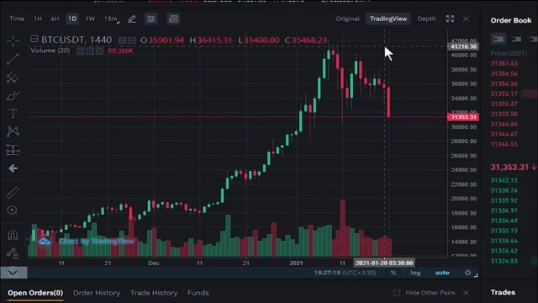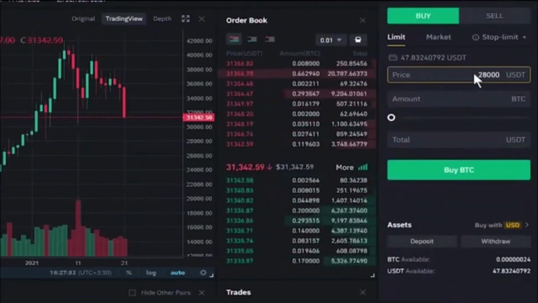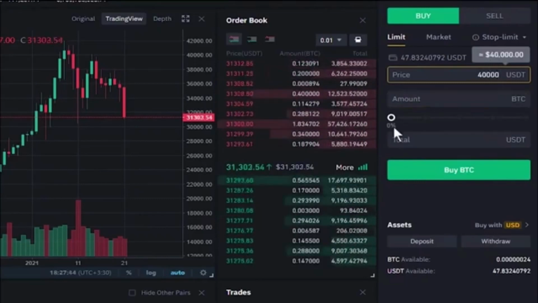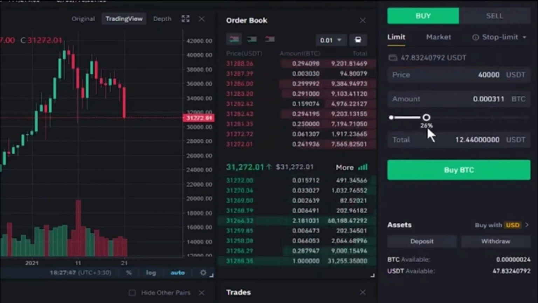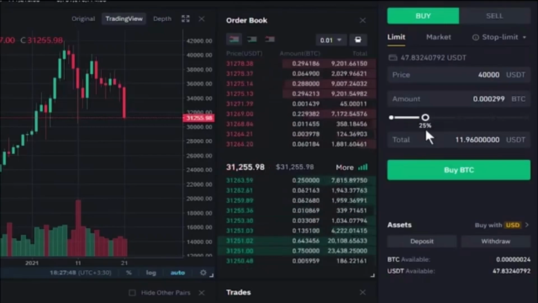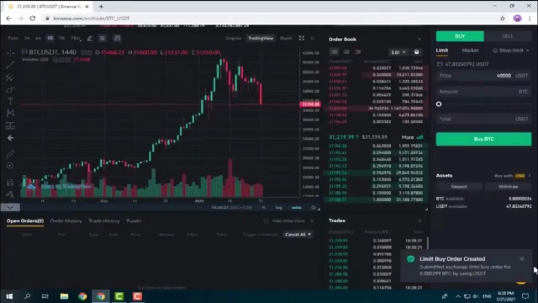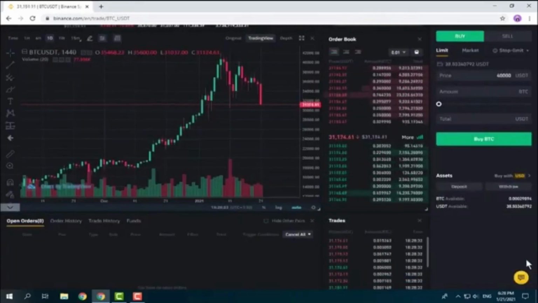You may ask, what happens if we set a limit buy order above the current price? Let's see what happens. For example, let's place our limit price on 40,000 and the amount, for example, 25% of our available Tether, and we click on buy BTC, and it shows this message that your order price is 5% higher than the latest market price. And if we click on the confirm, it's done and the order executed instantly.